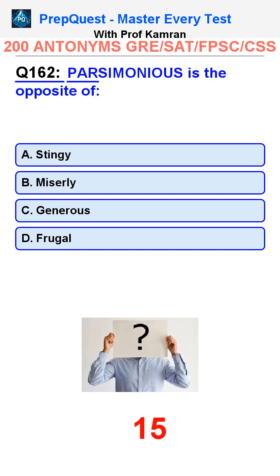Question 162. Parsimonious is the opposite of. Option A. Stingy. Option B. Miserly. Option C. Generous. Option D. Frugal.